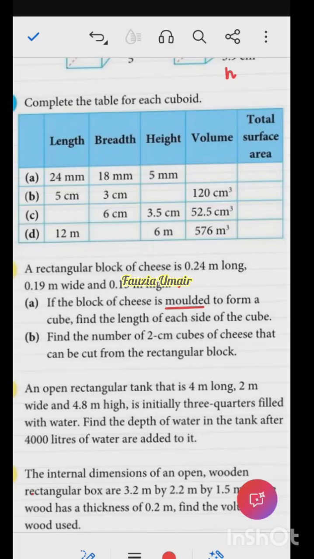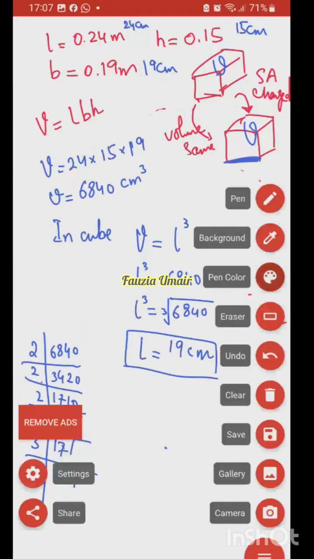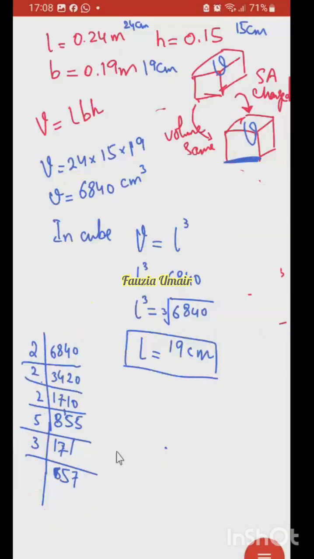Yes, ma'am. The second part is: find the number of 2 centimeter cubes that we can cut from that rectangular block. So 2 centimeter cubes. Now this is important, so I'm changing the color so that part B is visible. Now see, if there is a block, the rectangular block, the cuboid, the length is 24 centimeter, breadth is 19, and the height is 15. So how many 2 centimeter blocks can be taken from the length? We need to divide this by 2. So if we talk about length, how many 2 centimeter blocks can we cut?